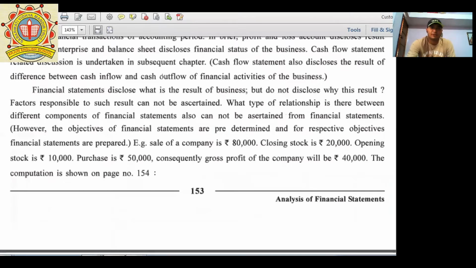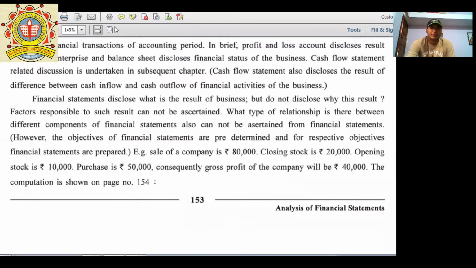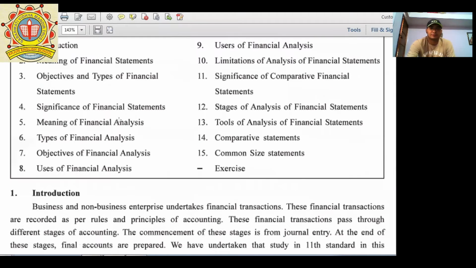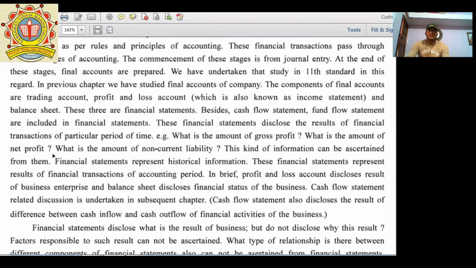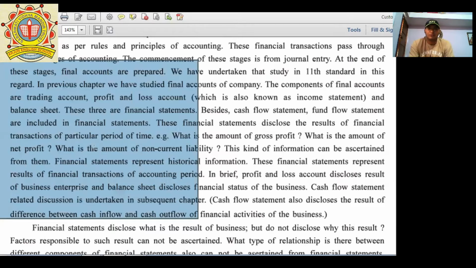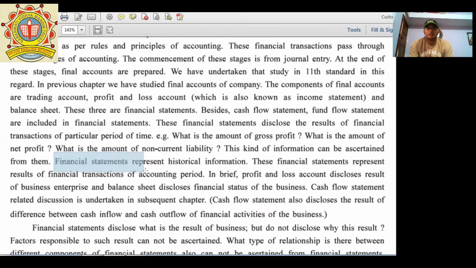Now my first question is, what is a financial statement? Financial statements represent historical information, meaning what we have studied, what we learned in the past. On the basis of this we have to prepare financial statements. In chapter number 3 we already studied this. It includes the P&L account, the balance sheet, the cash flow statement, etc. So what we have done in the past, on the basis of this we prepare financial statements. So it is called historical information.